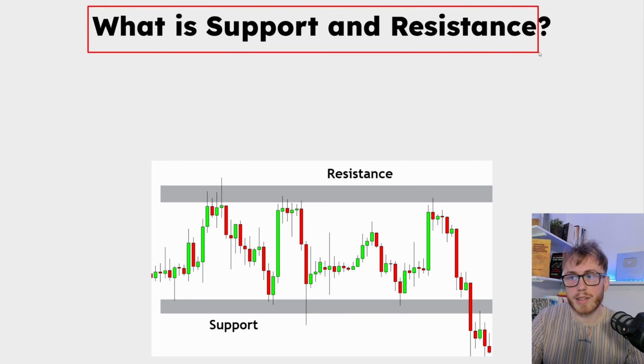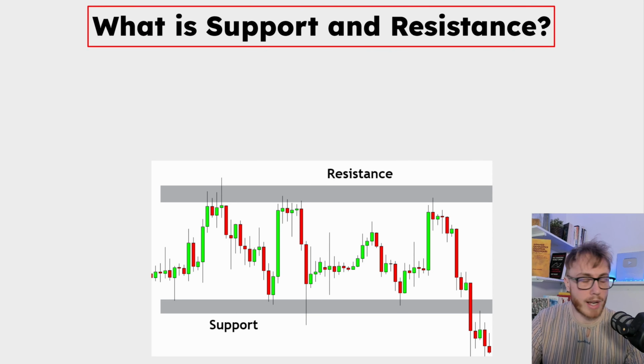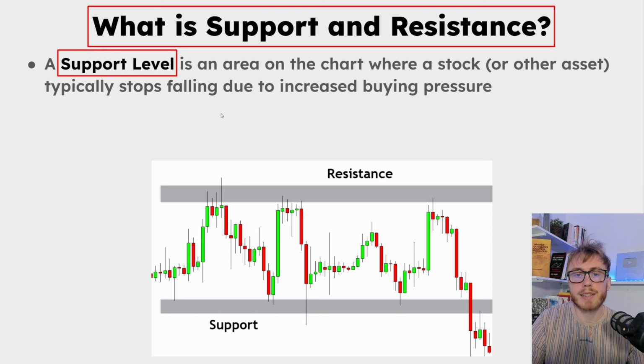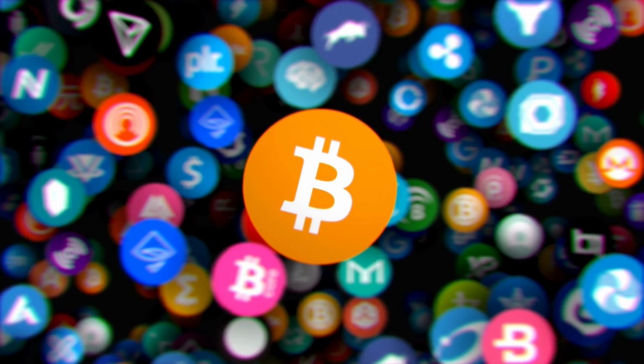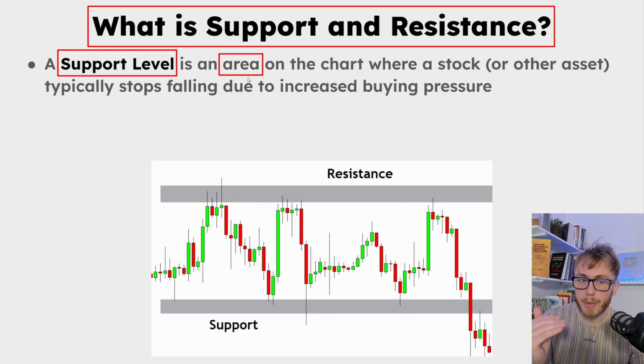Alright, so what is support and resistance? Well, a support level is an area on the chart, and this is very important. It's often an area, and we will talk more about this soon, but it is an area on the chart where a stock or cryptocurrency or forex pair typically stops falling due to increased buying pressure.